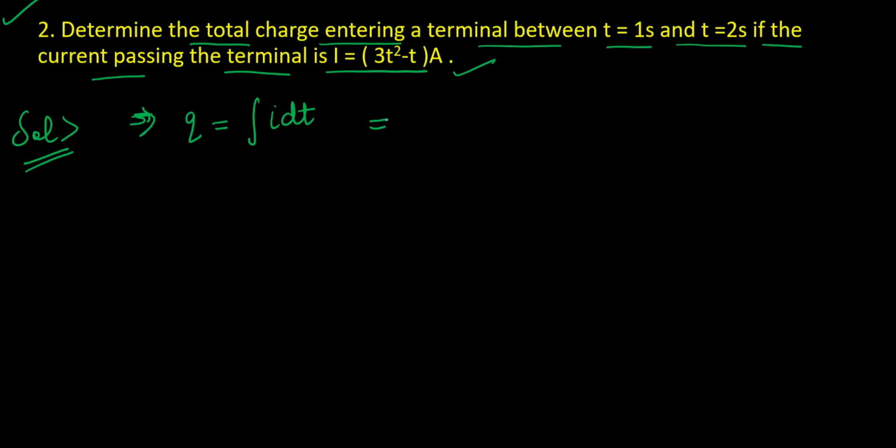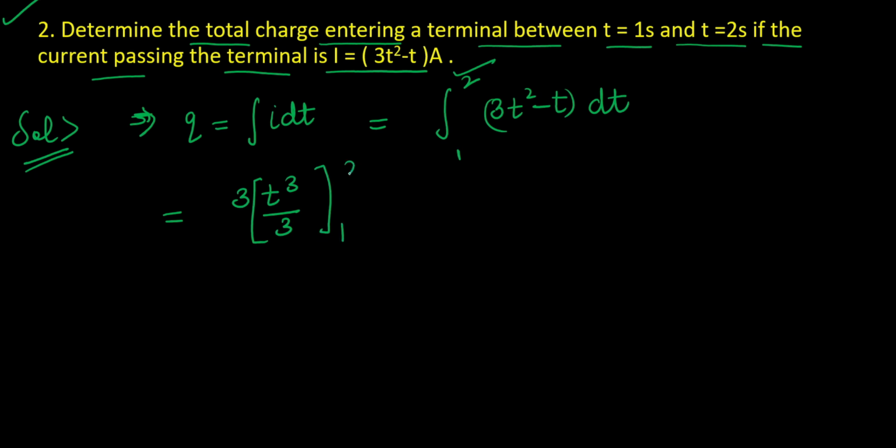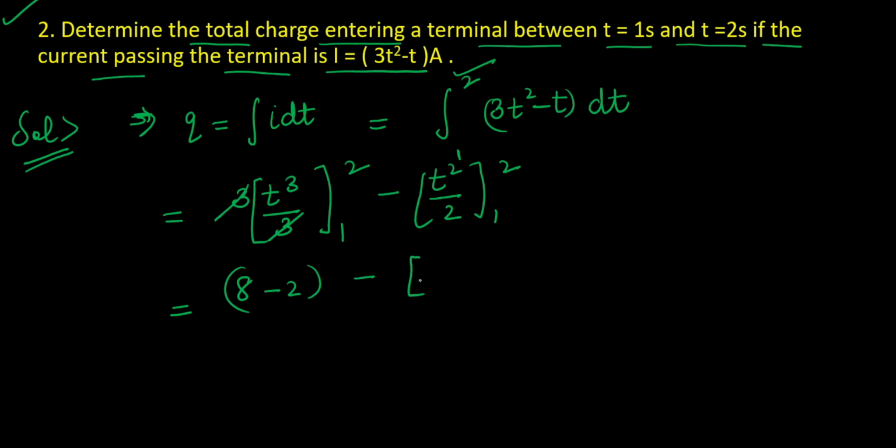After substituting the value of current in the equation, we are getting, from 1 second to 2 seconds, the integral of 3t² − t dt. After solving this, we are getting 3t³/3 from 1 to 2 minus t²/2, after substituting the limits. We are getting 8 − 1 minus (2 − 1/2), so that comes out to be 5.5 coulombs.